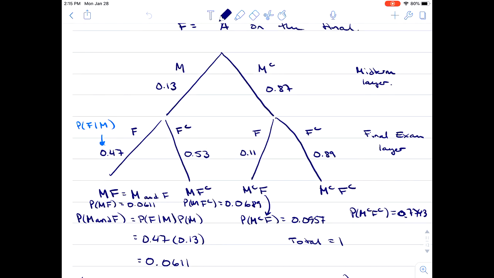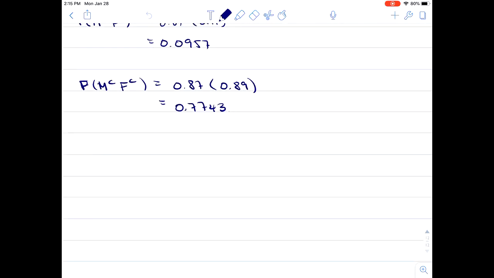So in terms of the answer for question 2, the probability of M and F, which we were actually just writing as the probability of MF, cutting out the and, is 0.0611.